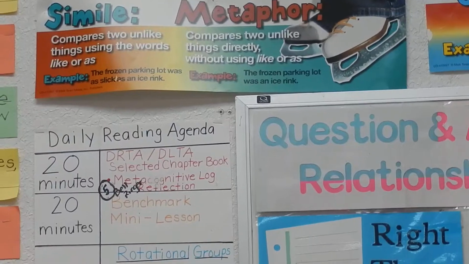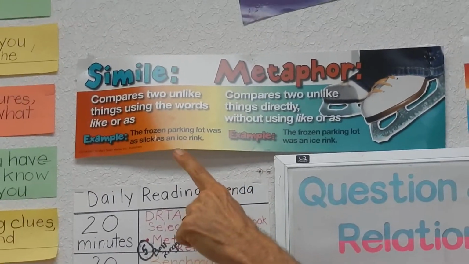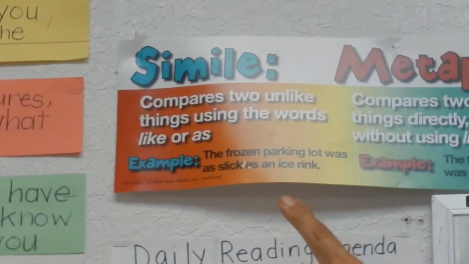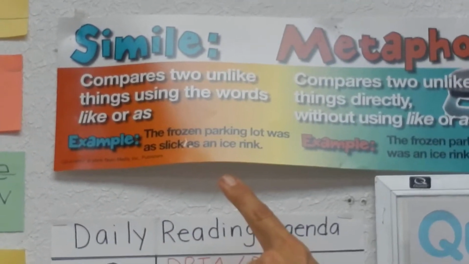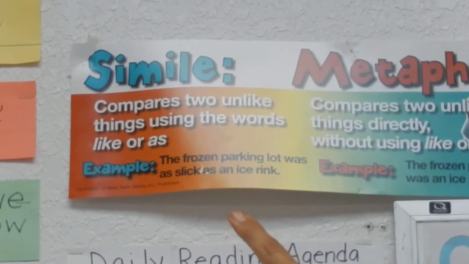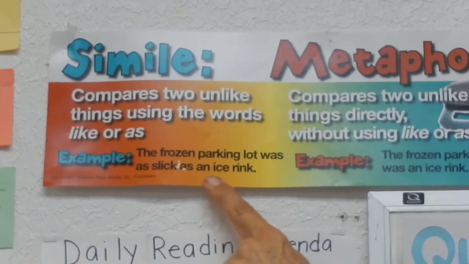Now, for example, let's take a look at simile. Simile is a form of figurative language that's very common. Using similes, we usually compare two unlike things using the words like or as. An example of a simile is the frozen parking lot was as slick as an ice rink.